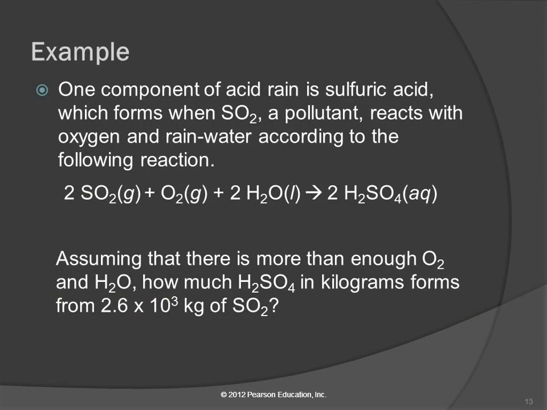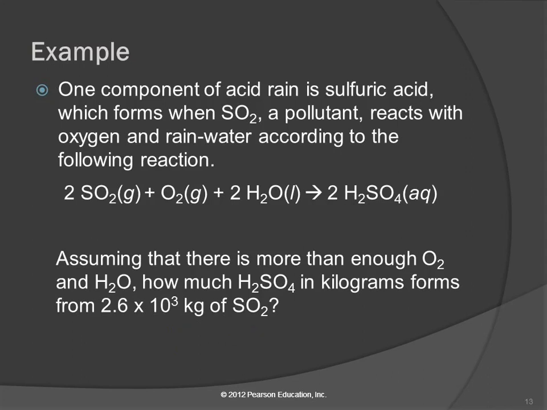Here's another example. One component of acid rain is sulfuric acid, which forms when SO2, a pollutant, reacts with oxygen and rainwater according to the following reaction. Okay, that's really interesting and all, but we don't actually need to know that to do this problem. Here's our balanced chemical equation. Assuming that there's more than enough oxygen and water, how much H2SO4 in kilograms forms from 2.6 times 10 to the third kilograms of SO2?